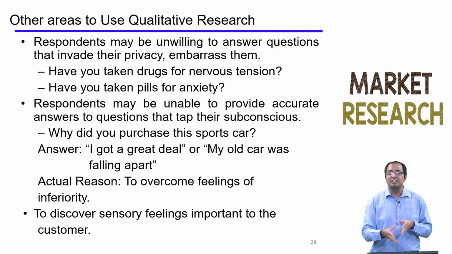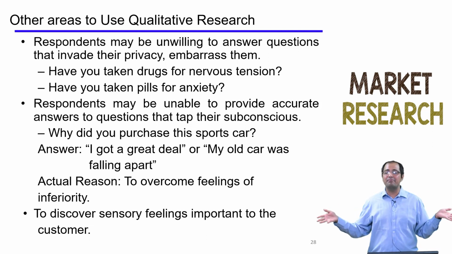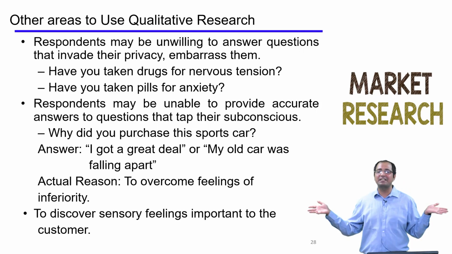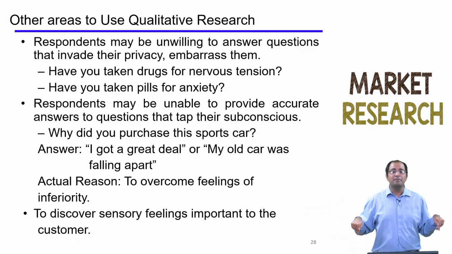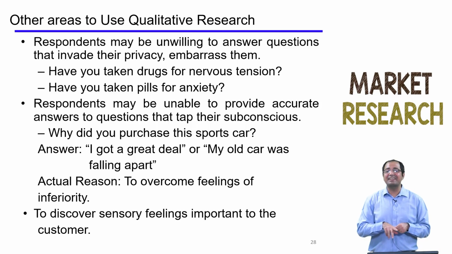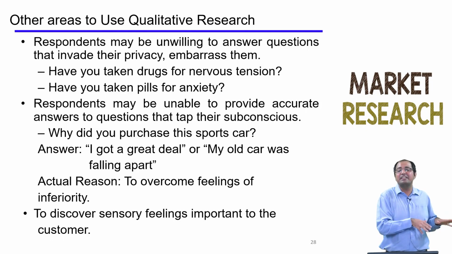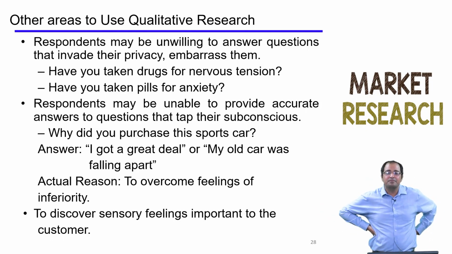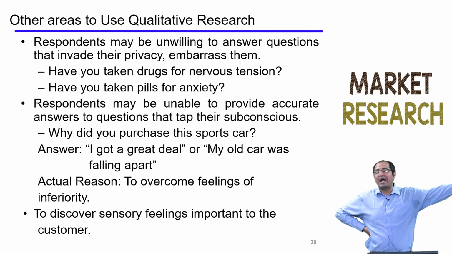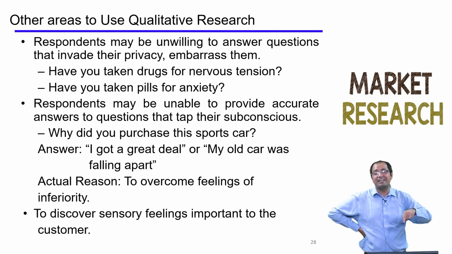In this case, buying the sports car might be related to, I am feeling inferior because everybody around in my neighborhood, or 3 or 4 of my close friends in my neighborhood, have a sports car. That's why I bought a sports car. But they would write this reason, I got a great deal, or my old car. Nobody will say I started feeling inferior with my friends who had a sports car. That's why I bought. Or nobody will say I wanted to impress my secretary. That is why I bought a sports car.